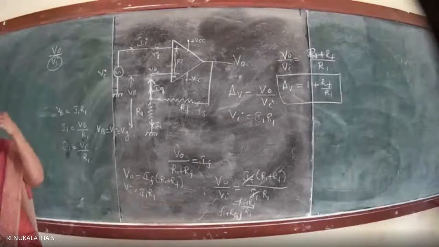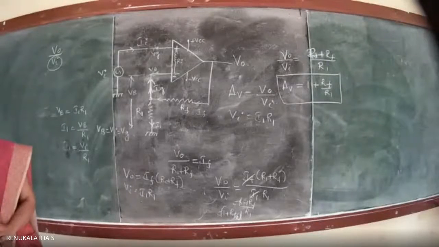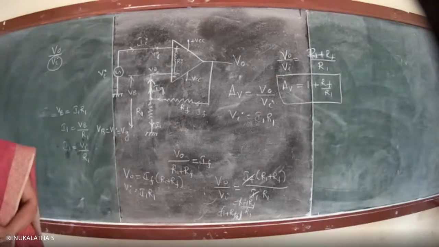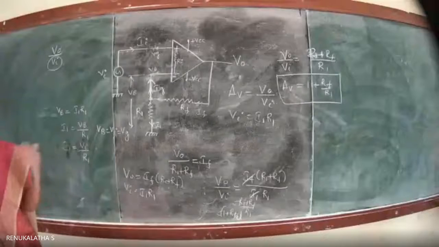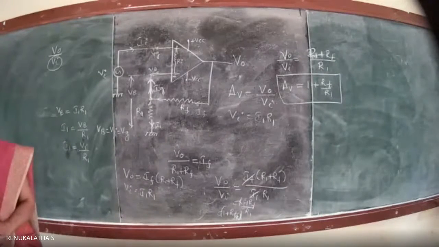You can also notice that there is no sign change. What does it indicate? In the previous circuit we got the sign minus, minus RF by R1. That shows that the output is 180 degrees out of phase with the input. If the input is going positive, the output is going negative; if the input is going negative, the output is going positive. Hence that works as an inverting amplifier.